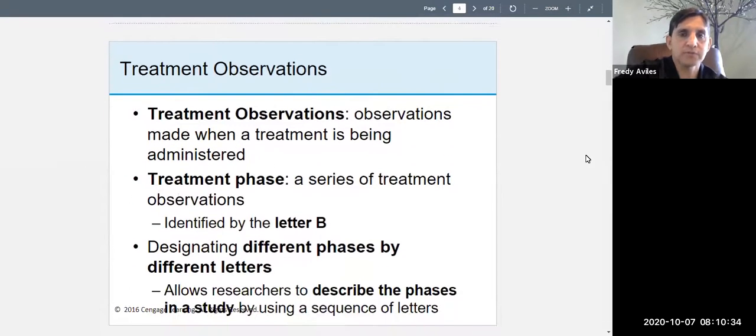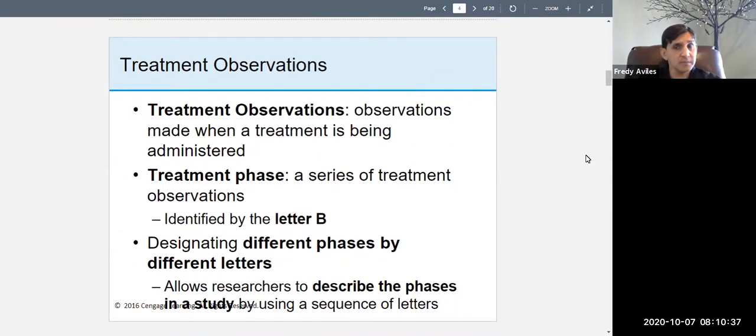We also have treatment observations. Treatment observations are basically observations that are done when there's some treatment being given. Maybe it's a drug, maybe it's exercise, but there's some treatment. This would be your independent variable if we were talking about an experiment. So those are your treatment observations, observations made while treatment is being administered. Now the treatment phase would be a series of treatment observations. So it would be when treatment is being given over a period of time or several times. And that's identified by the letter B.